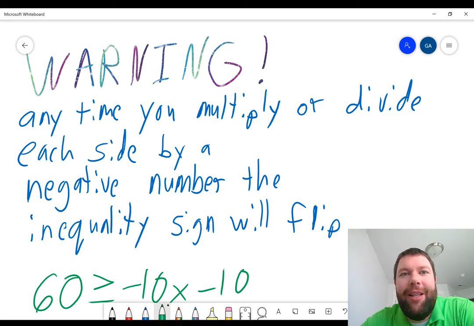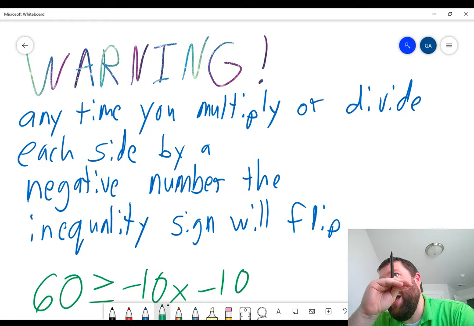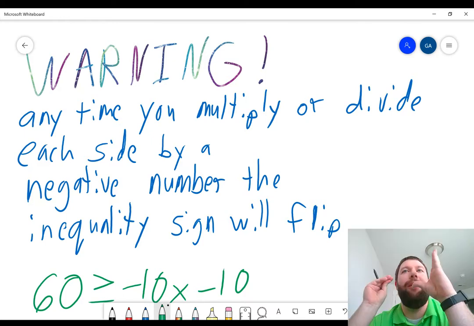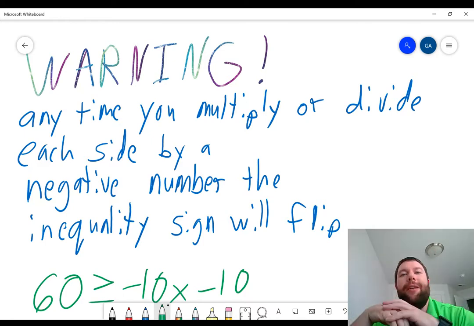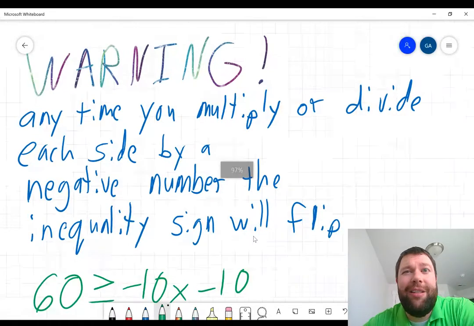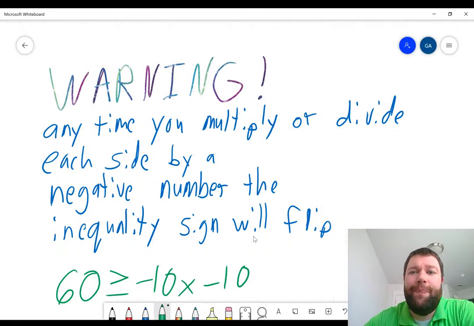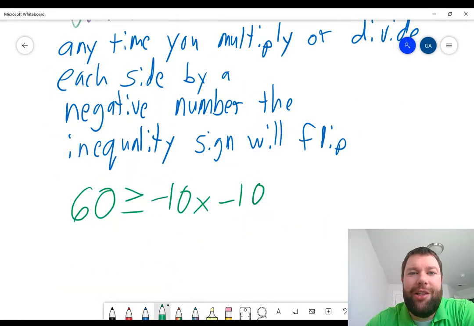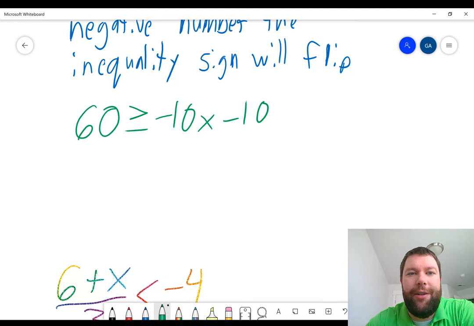But the first thing I need to go over with any kind of inequality problem is the warning. Anytime you multiply or divide each side by a negative number, the inequality sign will flip. So again, if it was eating one side and you divide or multiply by a negative number, it'll start eating the other side instead. Make sure you remember that, because that's the big difference between inequalities and equations: that direction aspect of it. It matters. Okay, so let's look at an example to start off with.